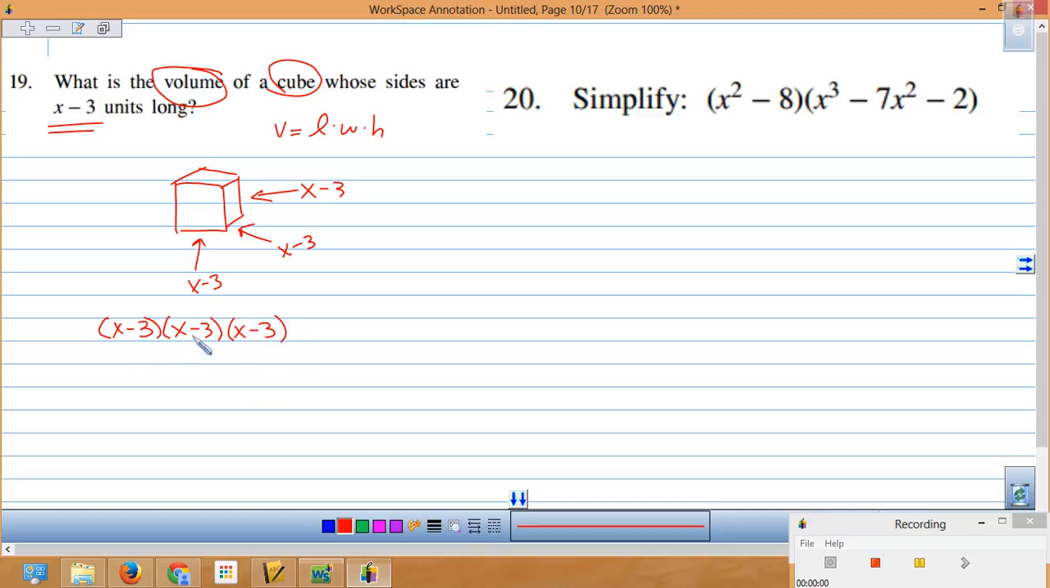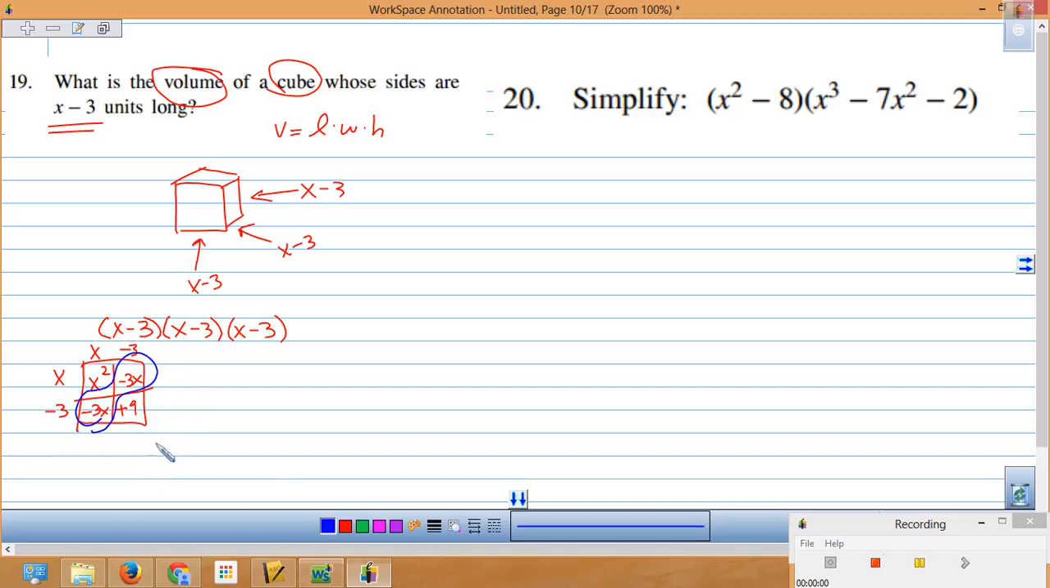Okay? X minus 3 times x minus 3, that's the box. So you can do the box. You get x minus 3 here and x minus 3 here. That's why we call it a square, because squares have the same side. And so you get x squared. X times negative 3 is negative 3x. X times negative 3 is negative 3x. And negative 3 times negative 3 is positive 9.